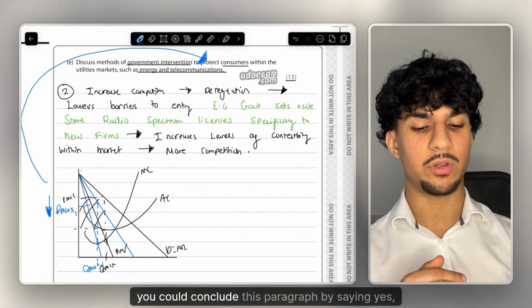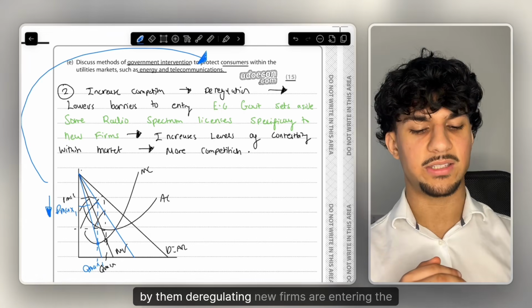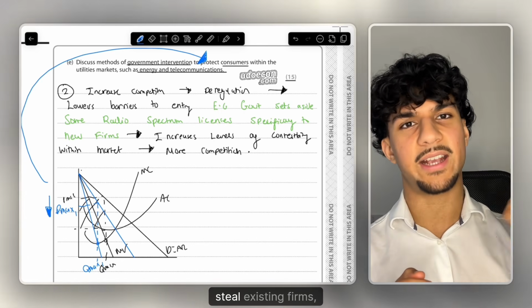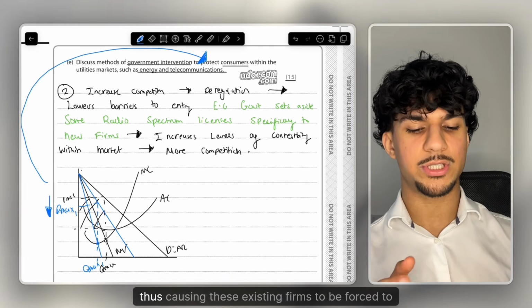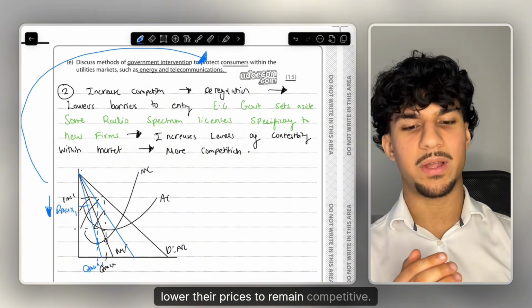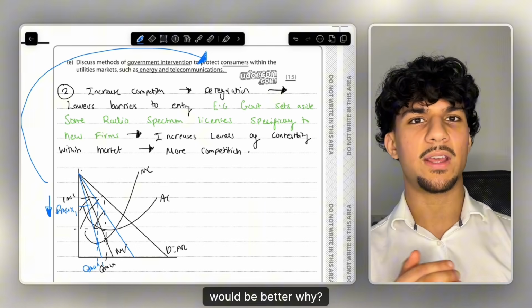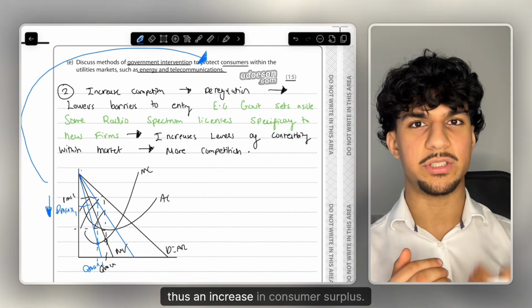So yes, you could conclude this paragraph by saying, yes, by government intervening, by them deregulating, new firms enter the market, steal existing firms' demand away, thus causing these existing firms to be forced to lower their prices to remain competitive, thus meaning overall the outcomes for consumers would be better. Why? Since prices are lower, thus an increase in consumer surplus.